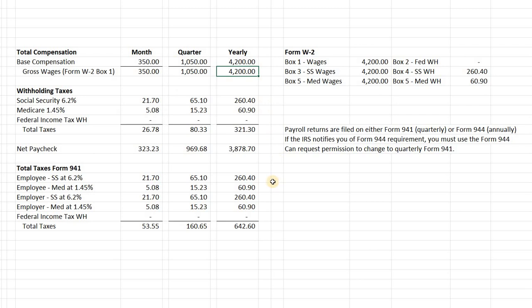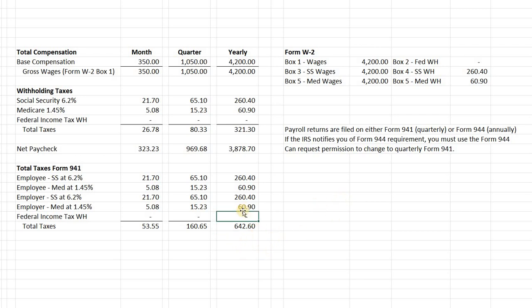So he's got $4,200 in yearly gross wages, and that's his net paycheck of $3,878.70. Now, the employer portion of the payroll is matching these rates, right? So we've got the employee taxes here, the employee Social Security, the employee Medicare at 1.45, and then we're calculating the same amount for the employer. So employer Social Security, employer Medicare, and then the federal income tax withheld is 0. So all in for the year, the payroll taxes that the company is going to owe is $642.60 of FICA, right? And then 0 federal income taxes.